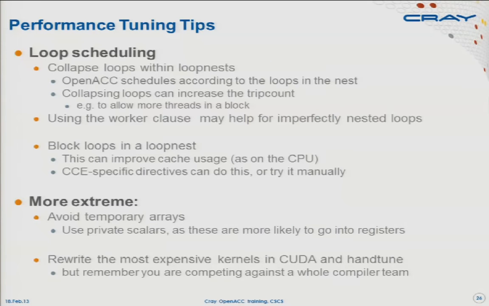Loop scheduling, we could do all the things we did before to try and look at the performance tuning. We could try blocking loops, we could try cache clauses. I've not done that here, but we could try avoiding the temporary arrays, what I said before. Sometimes having a temporary array, which might give you good cache usage, using a private scalar in the loop nest goes into registers better. You could rewrite the most expensive kernels in CUDA and then hand tune, but do remember, the compiler writers aren't stupid.